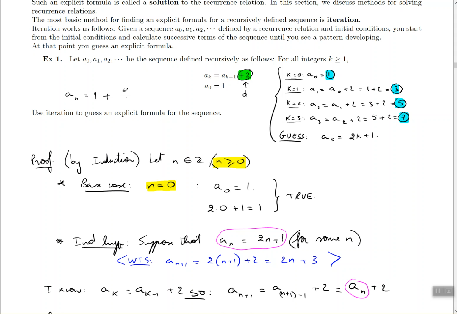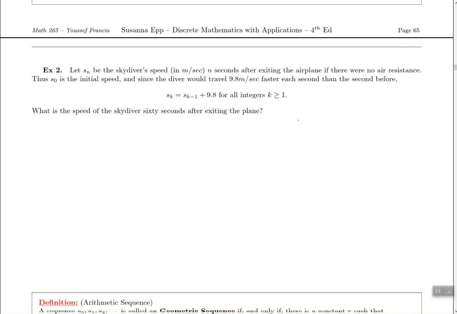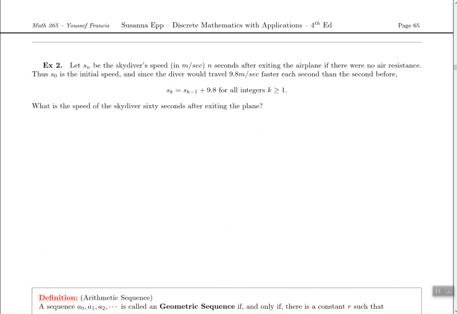Okay, so let's try to use that same kind of logic to do the next problem. In the next problem we have a skydiver, and we have a speed. It says this is the recursive formula that tells us the speed, and the question is, what's the speed of the skydiver after 60 seconds? Looking at this problem, I am told that sk is equal to sk minus 1 plus 9.8, and this is true when k is greater than or equal to 1.